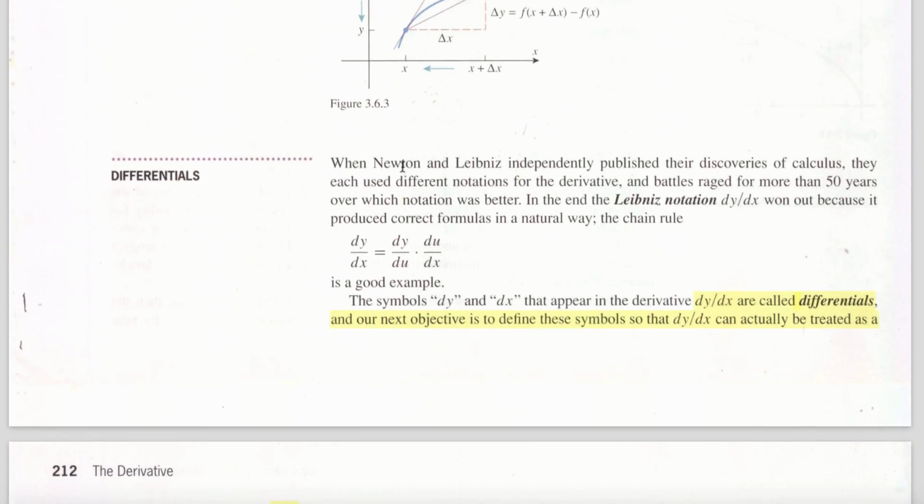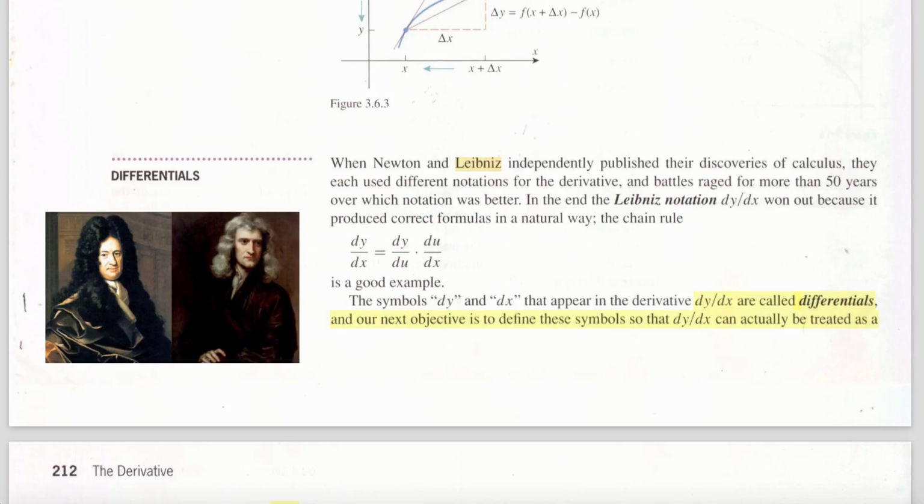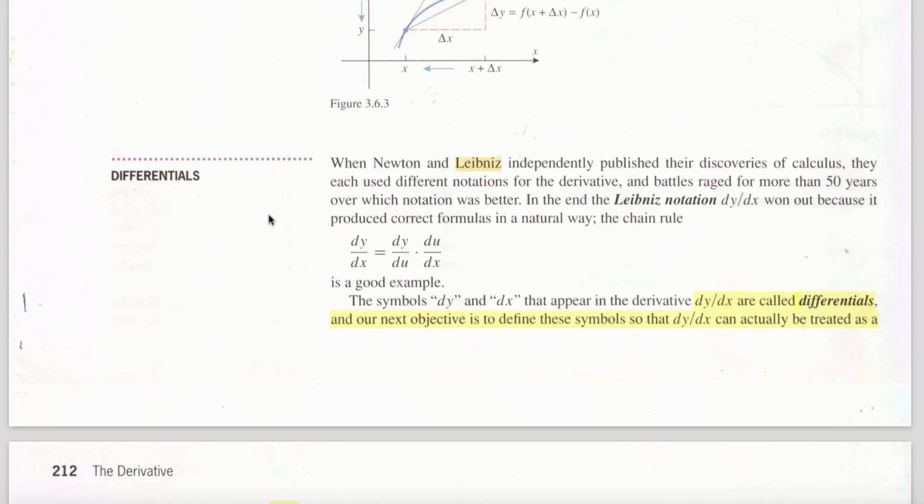Differentials. Two mathematicians, Newton and Leibniz. They actually, historically speaking, invented calculus at the same time. So there's a little bit of debate about who is the original author of calculus and who's the secondary. So we attribute calculus to both of them. When Newton and Leibniz independently published their discoveries of calculus, they each used different notations for the derivative, and battles raged for more than 50 years over which notation was better. The English obviously preferred Newton, since he was English, and the French obviously preferred Leibniz, since he was French.